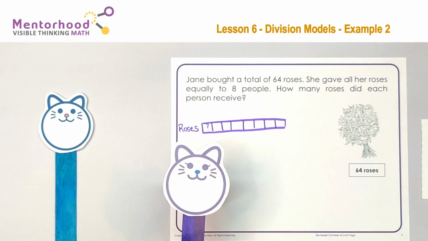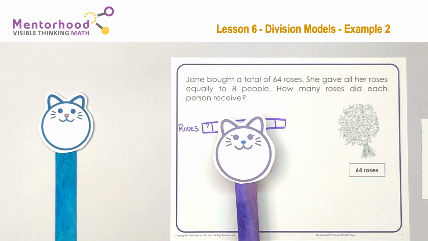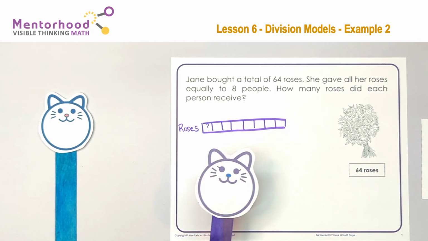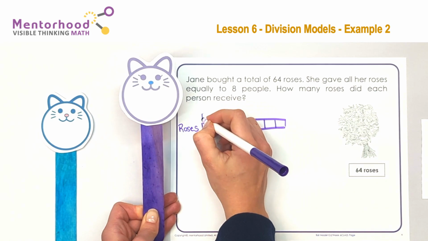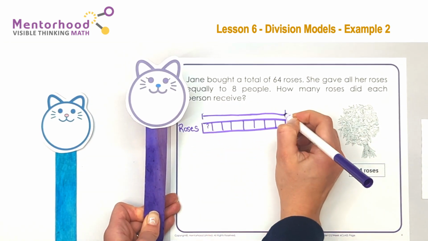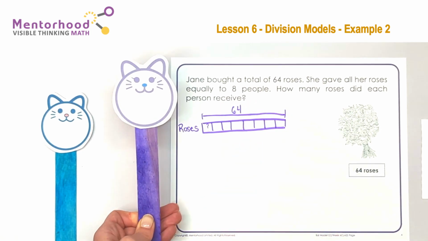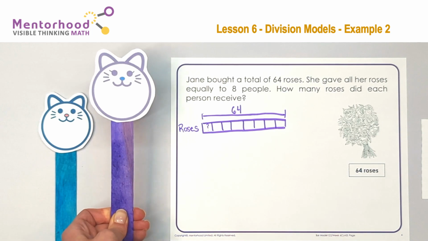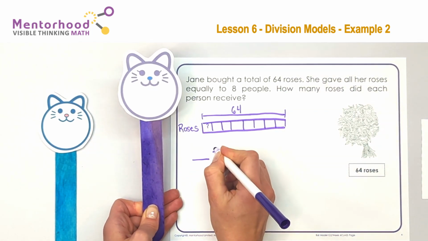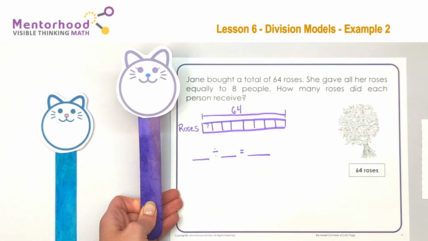But of course, one thing that we always know with division is the top number here, which is the total. Good job. Right here, 64. Okay, let's figure out our division sentence. Something divided by something equals our answer.